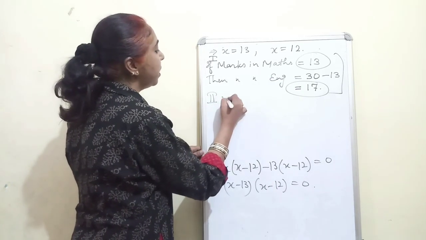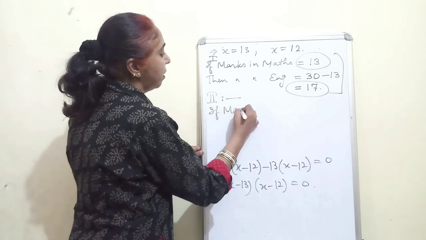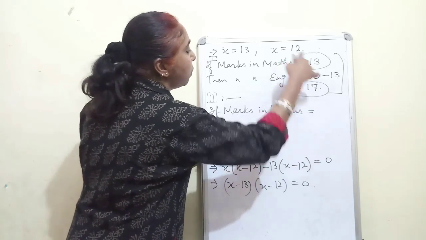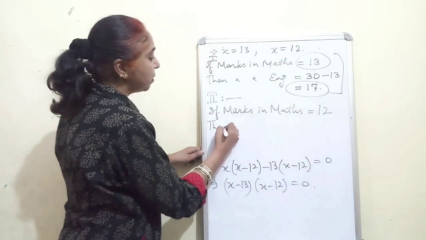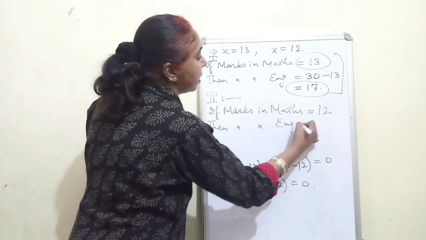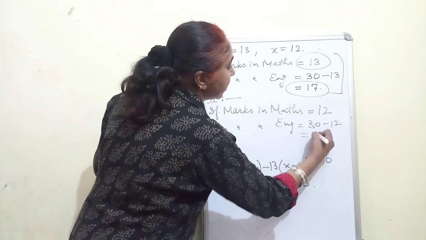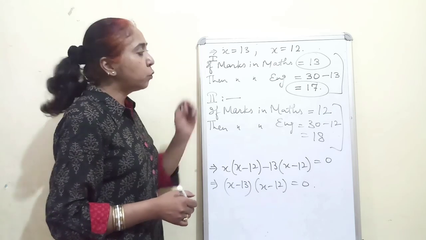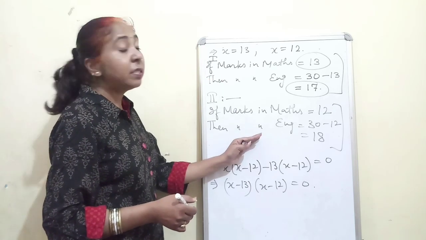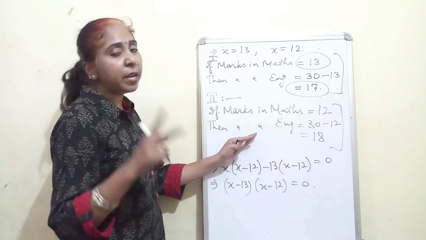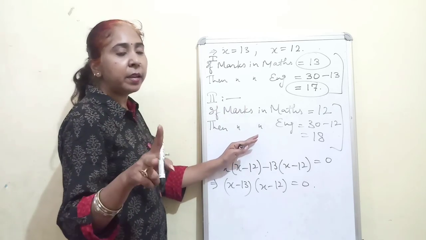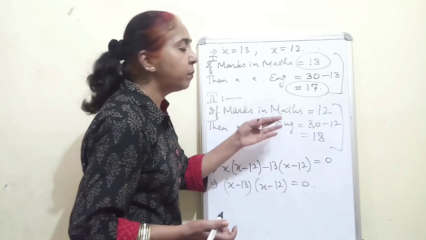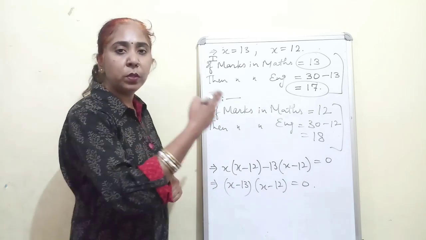But we also have a second case. If marks in maths are 12, then what about the marks of English? They will be 30 minus 12, that means 18. So you get here the two sets of answers. This is the first set and this is the second set, because in a quadratic equation we get two solutions, and if both are correct you have to divide that into the cases, and if both the cases are correct then you have to write the answers in two forms. So this is the answer.